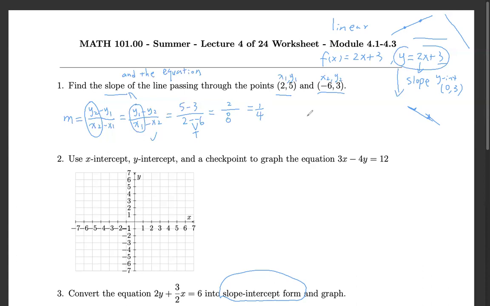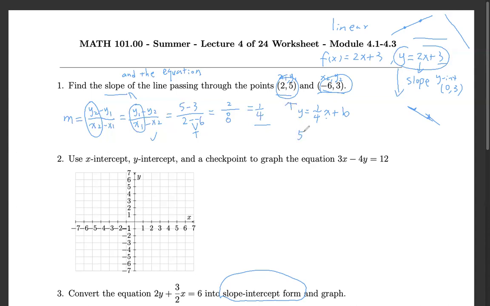Now let's write the representation. We know the slope-intercept form, y equals 2x plus 3. Now we know the slope, so y equals 1/4 x plus b. We just don't know b. But x and y represent any point on the line, so we have those 2 points to use. We may use this one or this one. It doesn't matter which one we use. Let's pick the first one.